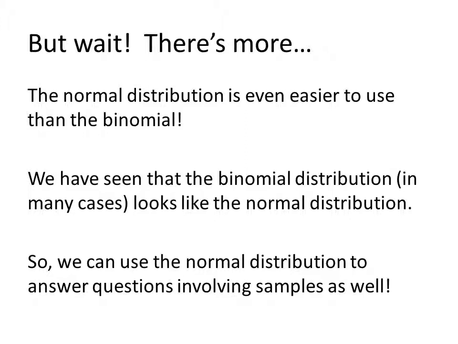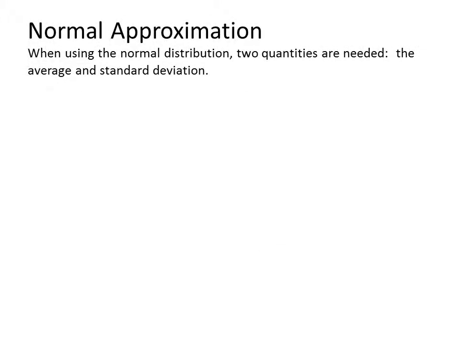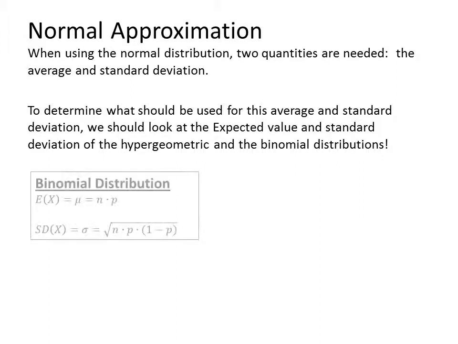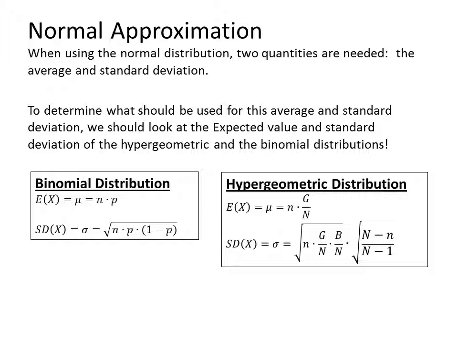But wait, there's more. You can also use the normal distribution to answer the same problem. We have seen that in a lot of cases, the binomial distribution looks a lot like the normal distribution. And so we can actually use it here. And so we'll look at this example of how to use the normal distribution to solve the same problem. To use the normal distribution, we need 2 quantities, and that is the average and the standard deviation. The average and standard deviation that we want to use in this case are going to be the expected value and the standard deviation for the hypergeometric or the binomial distribution.